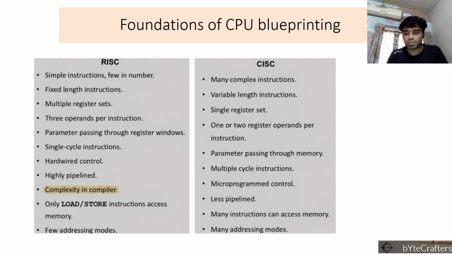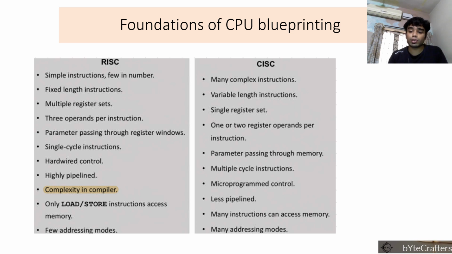Here are some basic differences between RISC architecture and CISC architecture. RISC is simple instructions and CISC is complex instructions. RISC is fixed length instructions, so it's all 32-bit length. And CISC is variable length. Can you guess why it's variable length?